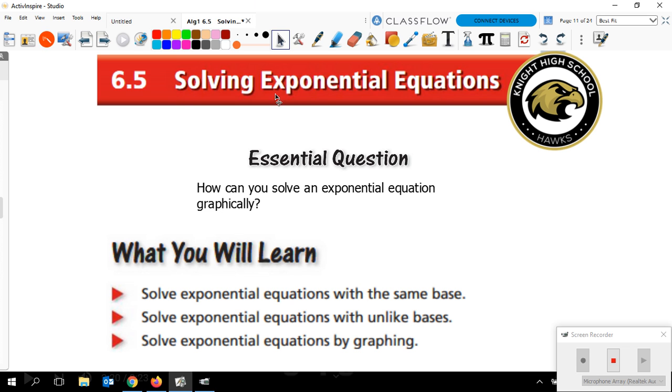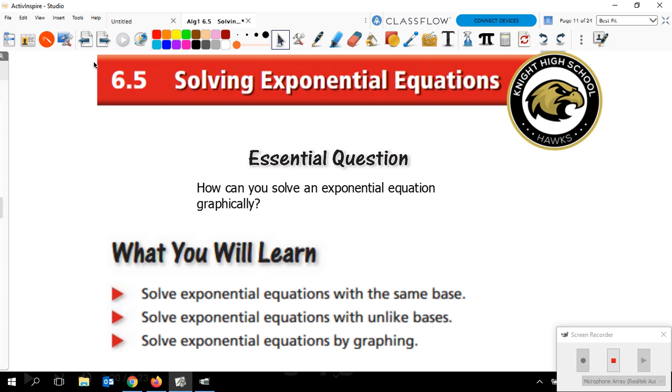And we're going to be going on now to 6.5 here with Algebra 1, solving exponential equations in this lesson. So we'll be solving exponential equations with the same base, and that is going to be the easier ones to solve. It'll get a little bit more difficult when we start to solve exponential equations with unlike bases, where the bases are not the same. And then also we'll be solving exponential equations by graphing. We'll be using a graphing calculator to be able to do that. So we'll be going over that at the end.